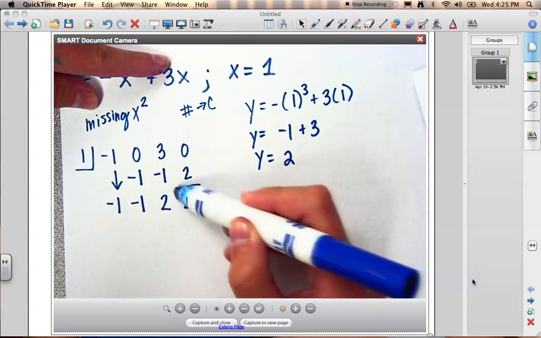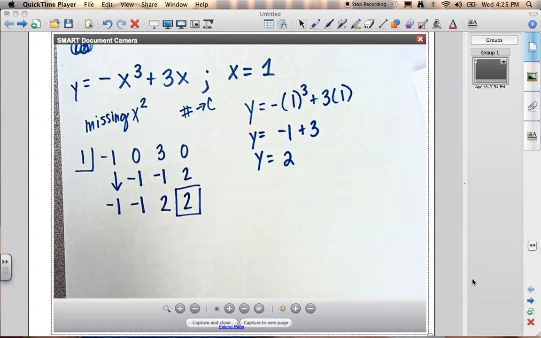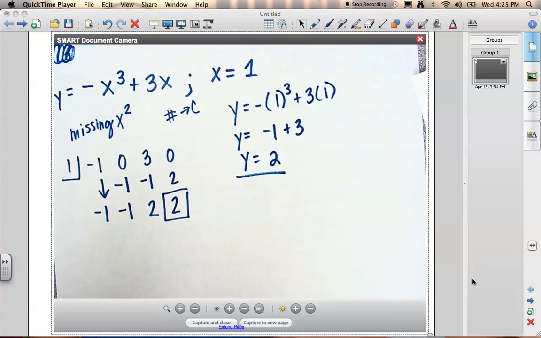And once again, when I get done with this process, I have to box that last number. That last number is my answer with these problems. Once again, that's exactly what I got when I directly substituted in there.